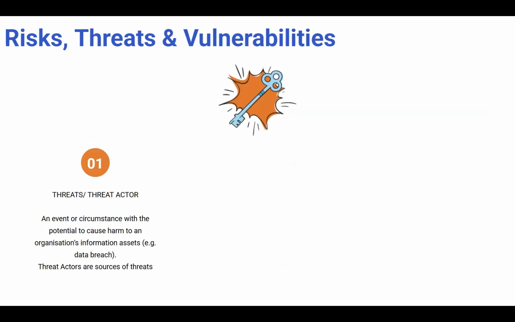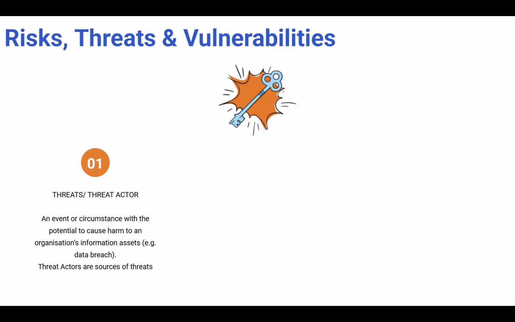So let's continue. Now, just to discuss a few more concepts that will help us understand what the ISO 27001 standard is about. First, we look at risk, threats, and vulnerabilities. Basic definitions. So what is a threat? We can say a threat is any event, a circumstance, or even a person with the potential to cause harm to our organization's information assets.